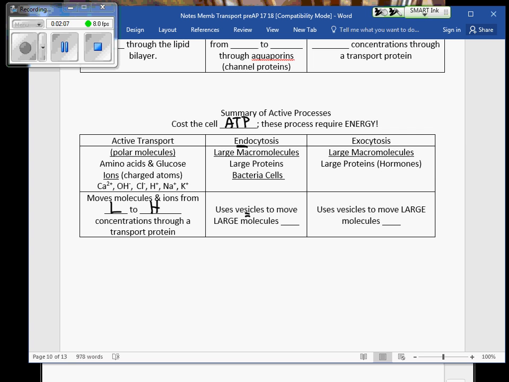Endocytosis is a way that cells can take in large molecules or substances. Exocytosis is a way for them to excrete or get rid of or move molecules out.